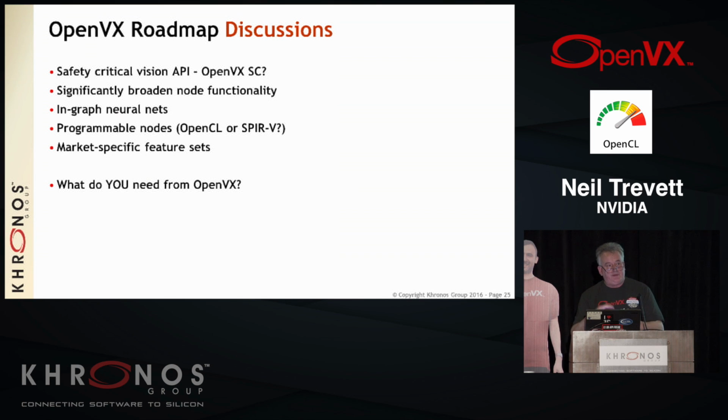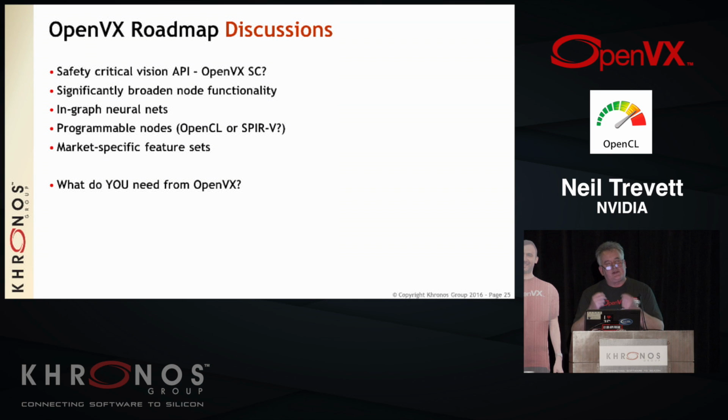Neural nets and traditional vision processing are getting closer and closer, so we want to be able to put a neural net node into an OpenVX graph. That's pretty high up there too on the list of requests that we're getting. Potentially programmable nodes, perhaps using SPIR-V, so we can take any of the shading languages that we have in the Khronos ecosystem. And then market-specific feature sets.